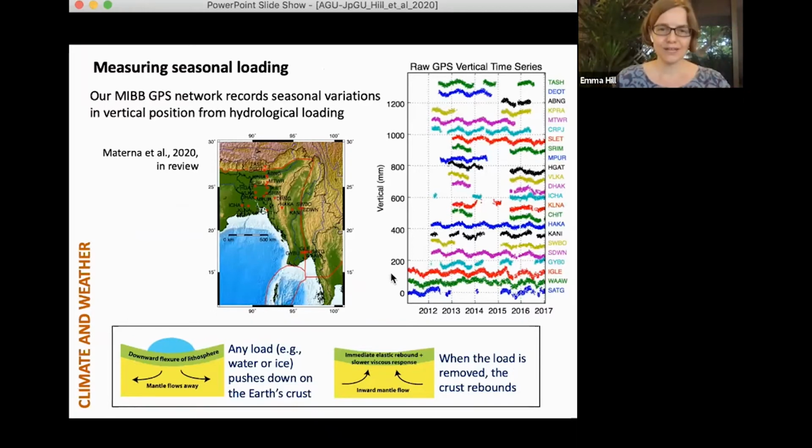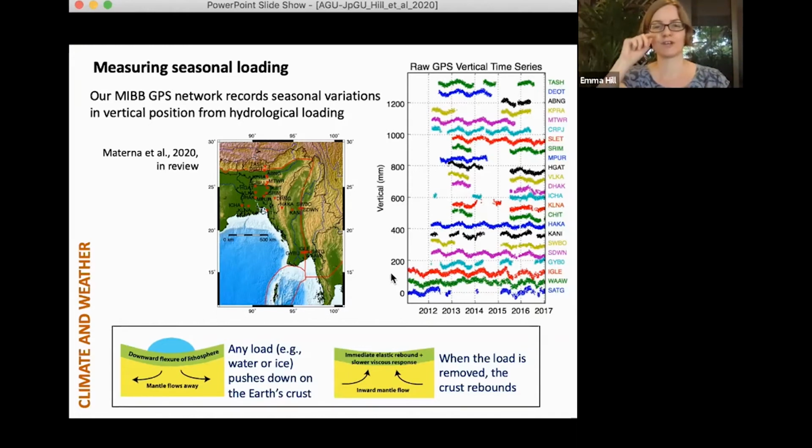Also related to water, one thing we know is that the Earth's crust is elastic. If you put a big weight on the Earth's crust, it will push it down. If you remove that weight, the crust will rebound. And so in areas that have high seasonal rainfall patterns, if you put the weight of the water on the crust, it will push the Earth's crust down. And then in the dry season, when you remove that water, the crust will spring back up again.